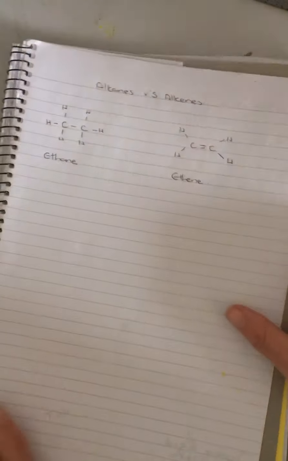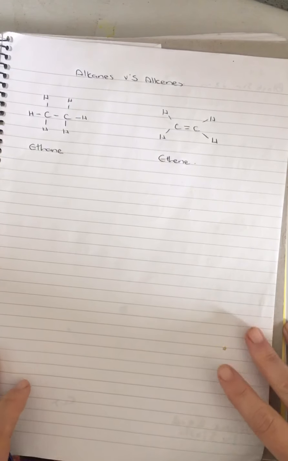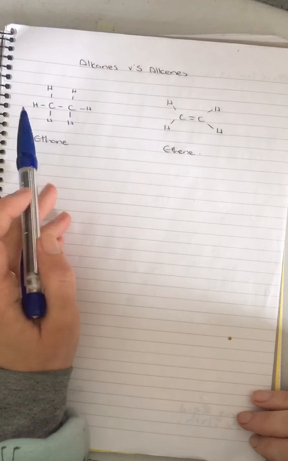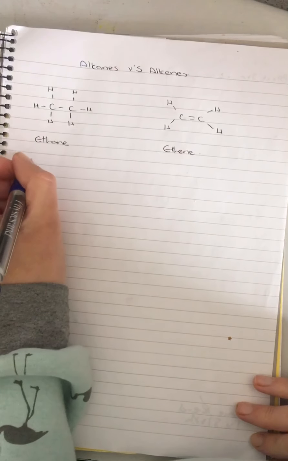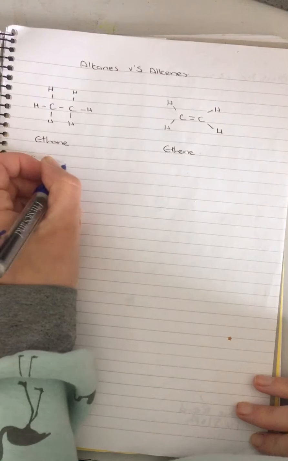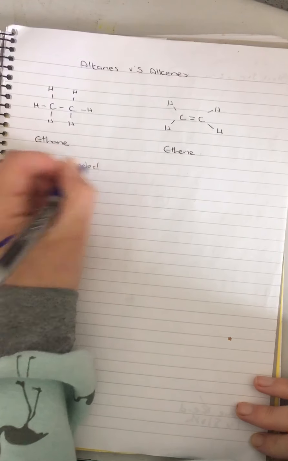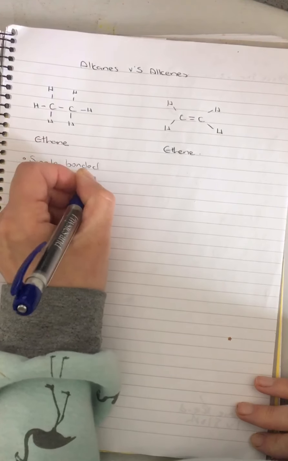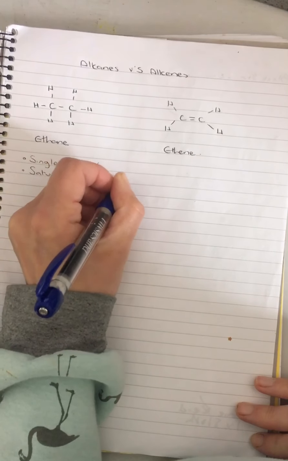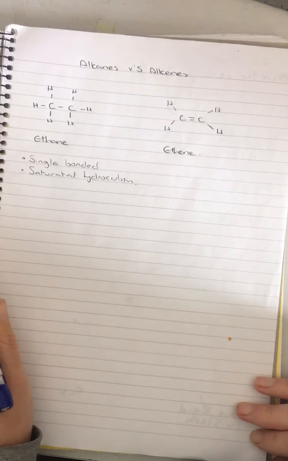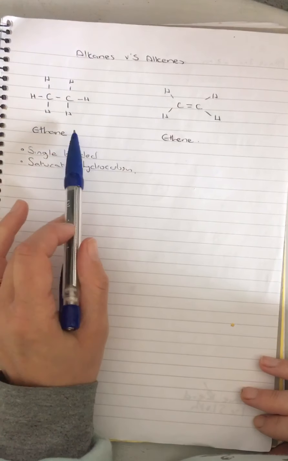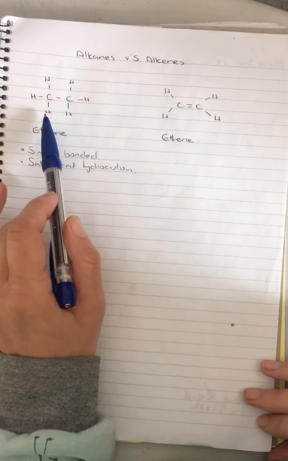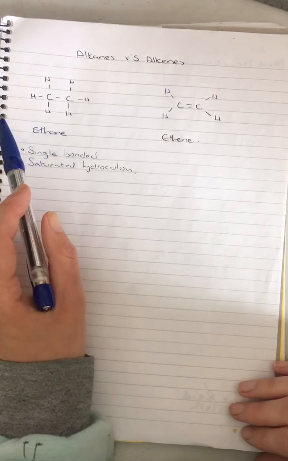So what we're going to do now is have a look at alkanes versus alkenes and the differences between them apart from the name. Alkanes are all single bonded and are what we call saturated hydrocarbons. And that's because you can't add any more hydrogens onto that. Each carbon is completely full with its 4 bonds and with hydrogens.